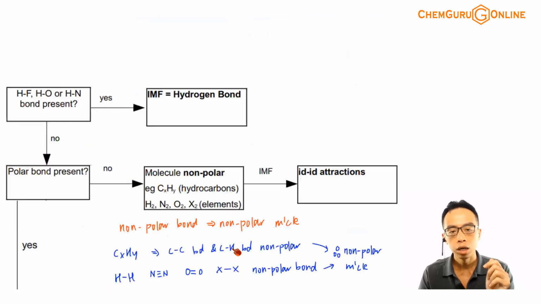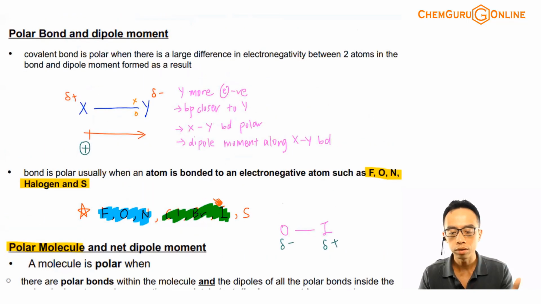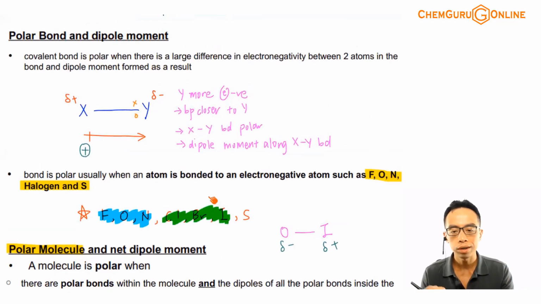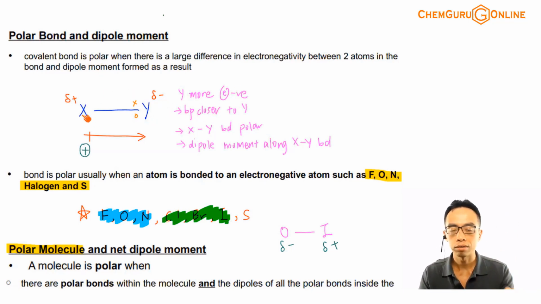So let's go back to the definition of a dipole moment, and we have to understand this well so that we do not have this misconception. Where does the dipole moment come from? First, I need to have a covalent bond, a bond pair. And between X and Y, there must be a difference in electronegativity. So one is more electronegative than the other. The more electronegative one is delta minus, the less electronegative one is delta plus. Because of that, there's a dipole moment from the delta plus atom to the delta minus atom. So this is my dipole moment.